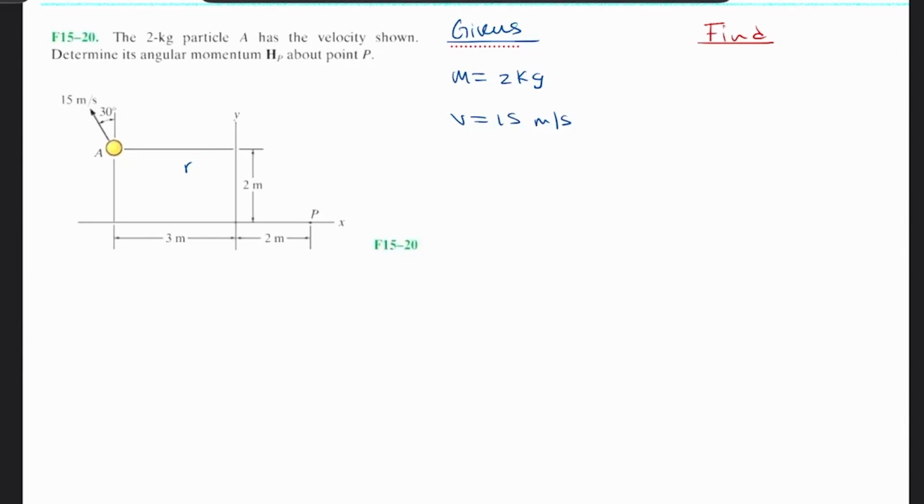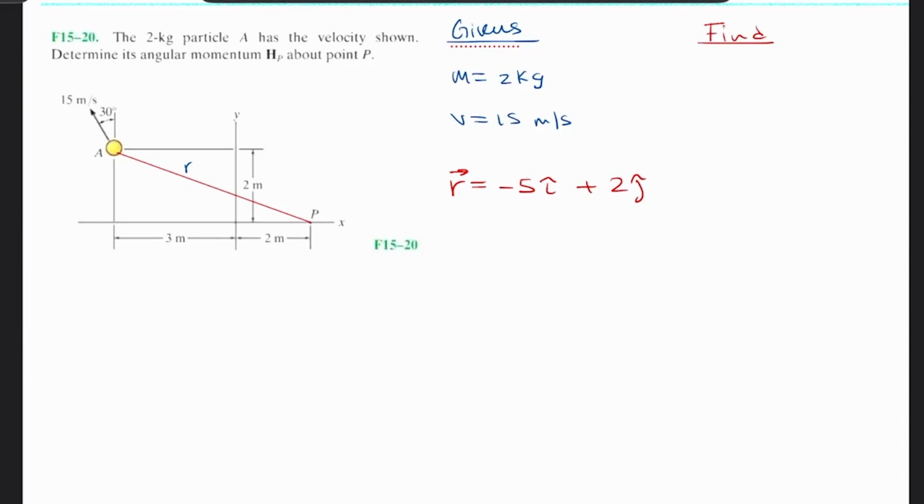That's all the information that we get from the problem, but there's other stuff we can obtain also from here. Since we are determining the position of the particle from point P, if we draw a straight line from P to A, we can write its position as a vector. So its position r, from point P to A, is negative 5i plus 2j.